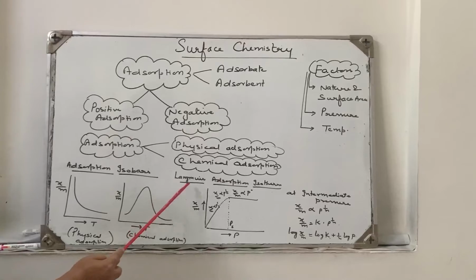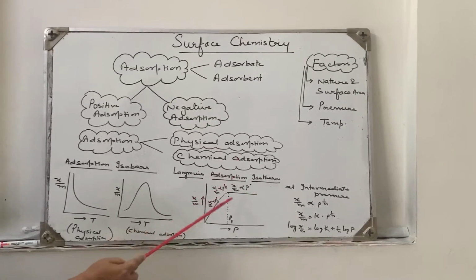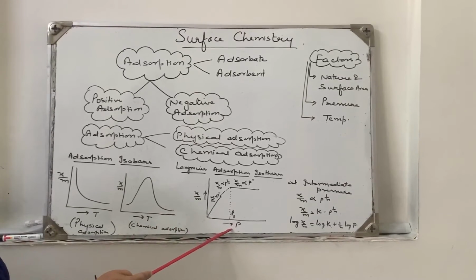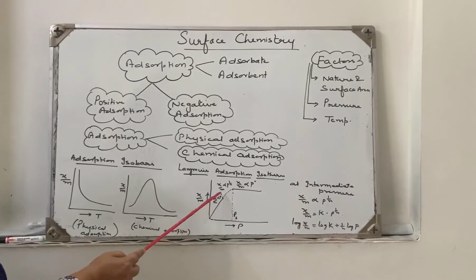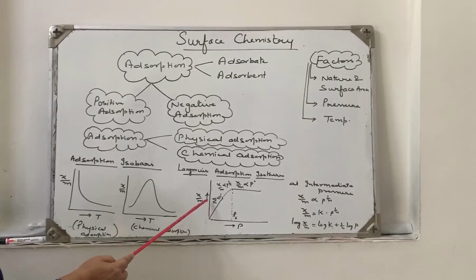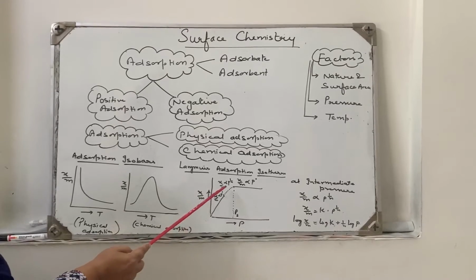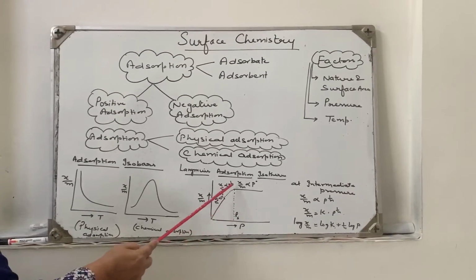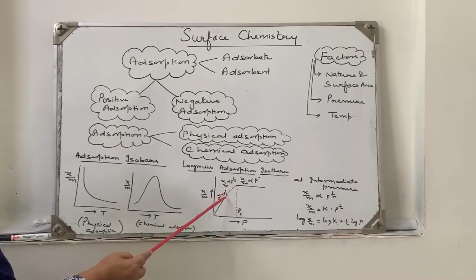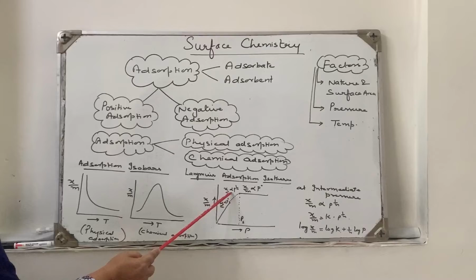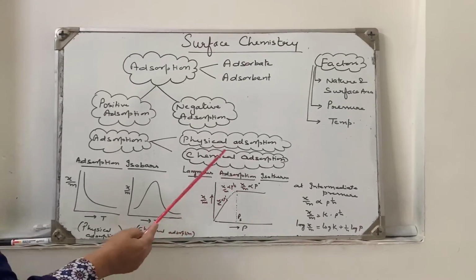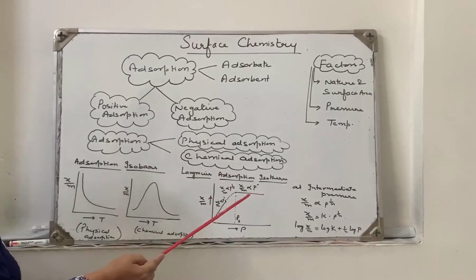Next is linear adsorption isotherm. In this case, we vary x by m with pressure. In this case, there is first a linear relation. That means as we increase the pressure, x by m increases. But then a pressure comes, that is a saturation pressure, where it is independent of pressure. But at the intermediate level, x by m is proportional to p raised to power 1 by n. That means it can be 1/8, 1/16, 1 by 2 and all that.